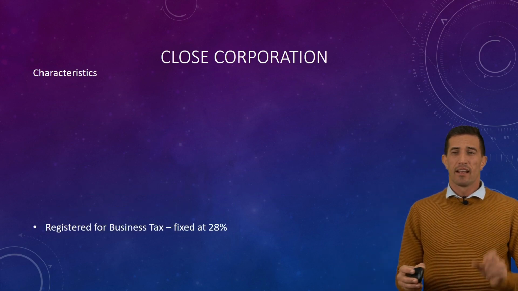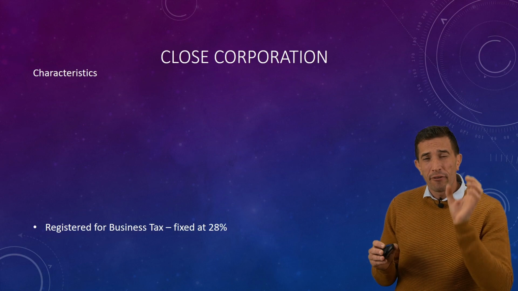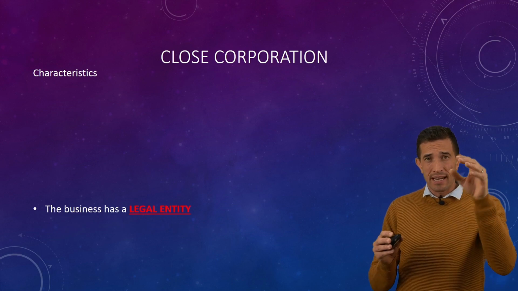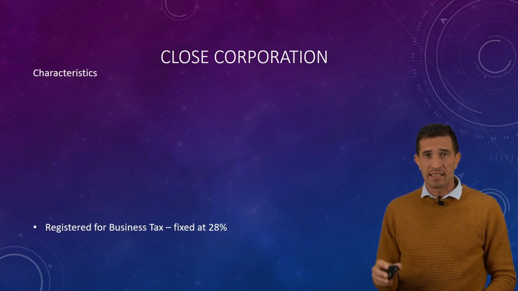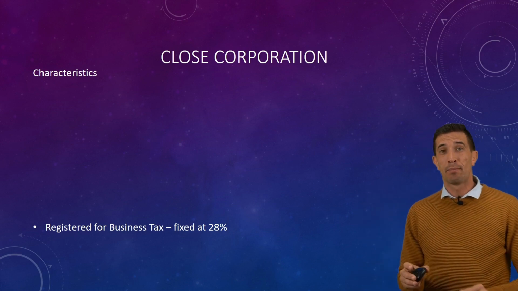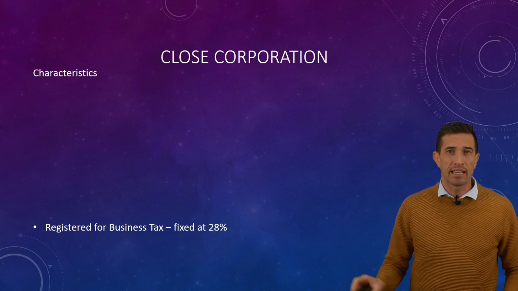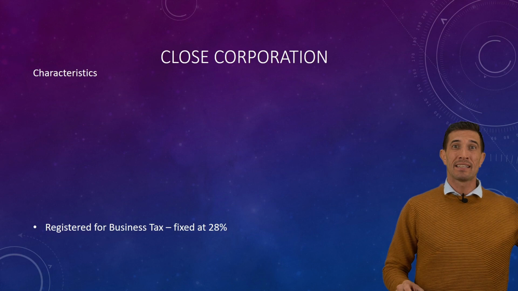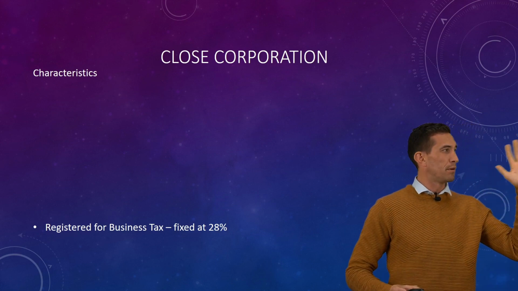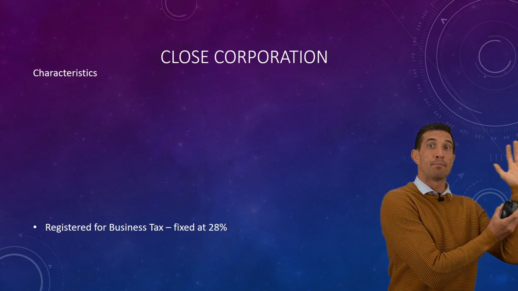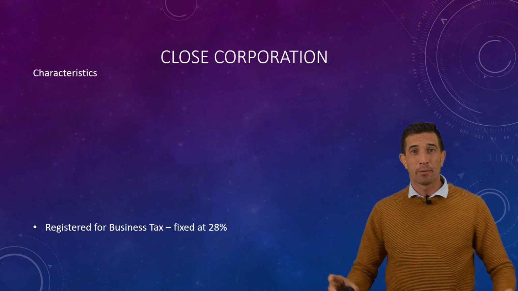Alright, because you have a legal entity, this makes the business a formal business, and that puts you in a new category to pay tax. There's no more personal income tax. Now you have to pay a business tax. The business is its own legal person. Because it's a business, it pays business tax, and that is fixed at 28%.